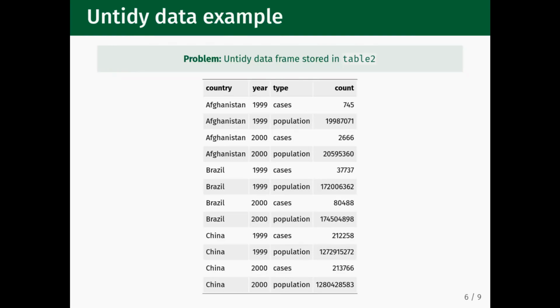Let's look at an example of how this works. Why is this dataset not tidy? Pause the video for a moment and see if you can figure out why. This is an untidy or messy dataset because the cases and population variables are mixed up in the same columns.